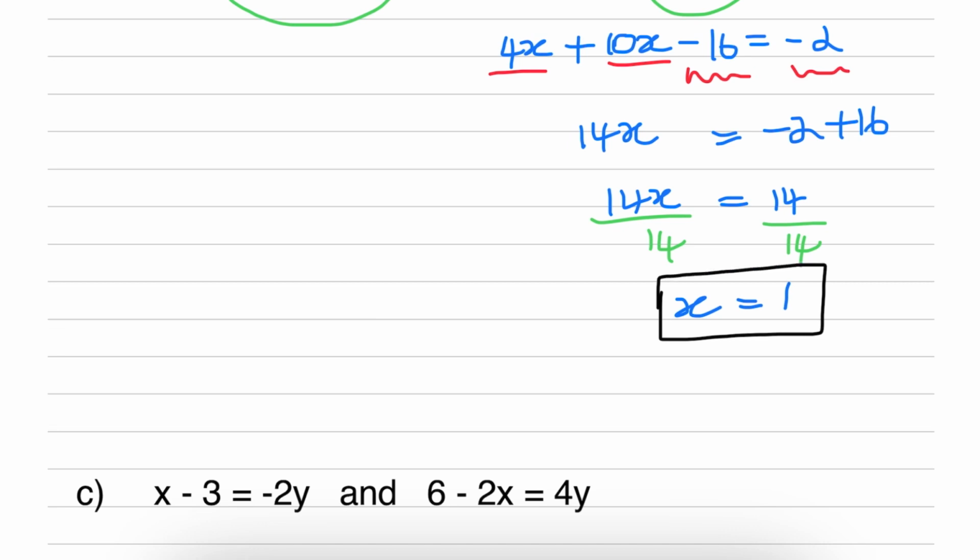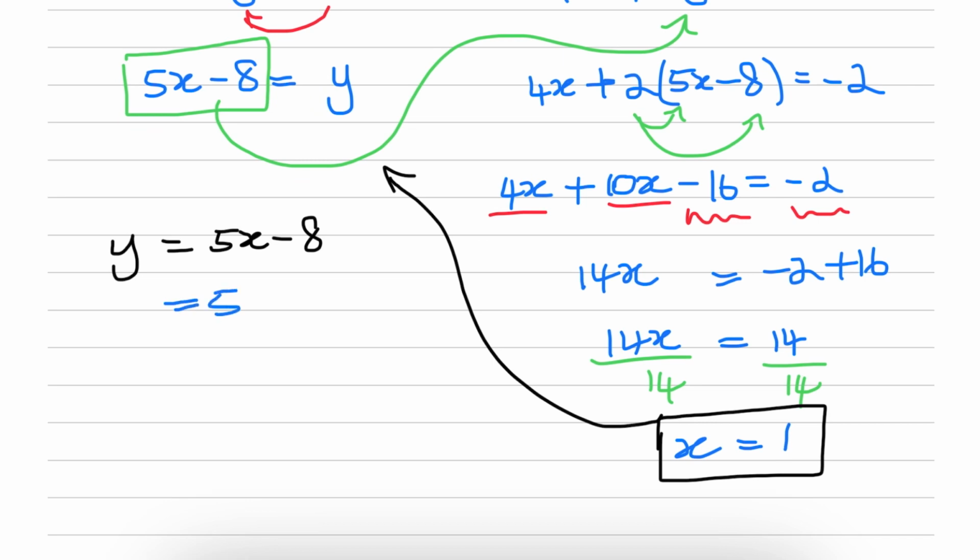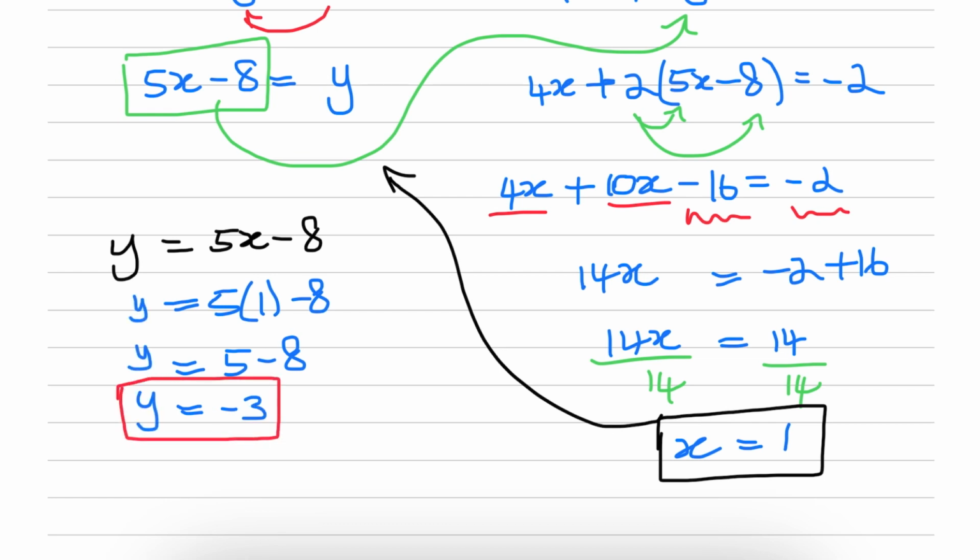That's our answer. Okay, we still need to substitute this answer now back into our original equation, or the one that we used in the very beginning, y equal to 5x minus 8. Substitute x with 1. You calculated x to be 1. So then this should give us an answer for y. 5 minus 8 is equal to negative 3. So that means y is equal to negative 3.